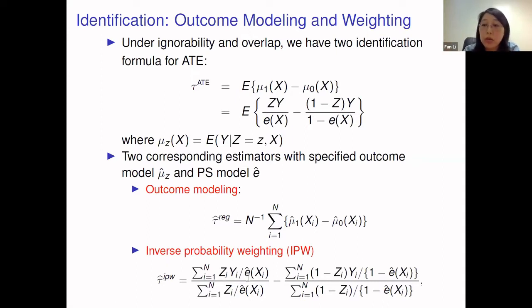Okay, so these two are very obvious. This is the standard frequentist approach when you are following directly from the identification formula. And Bayesian hasn't come into the picture yet. I will get there.